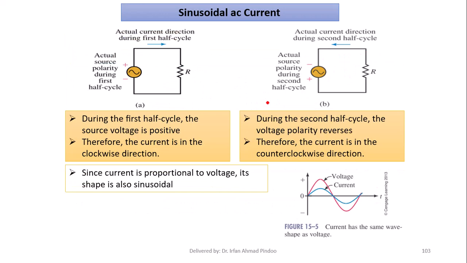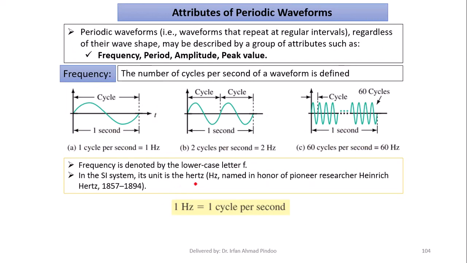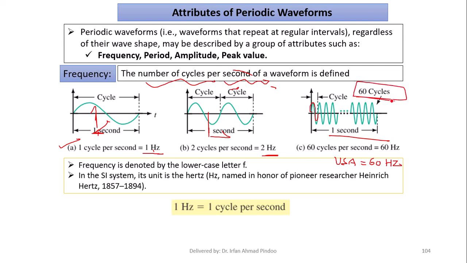Then we have the concept of frequency that we discussed. Frequency means the number of cycles covered in 1 second. Suppose you can see in figure A, we have 1 second. In 1 second we have only one cycle of the sinusoid, so the frequency will be 1 Hertz. Here you can see in 1 second there are 2 cycles being covered, so it will be 2 Hertz. Similarly, suppose we say that USA is working at a frequency of 60 Hertz. That means in 1 second the sinusoidal signal is repeating itself 60 times.